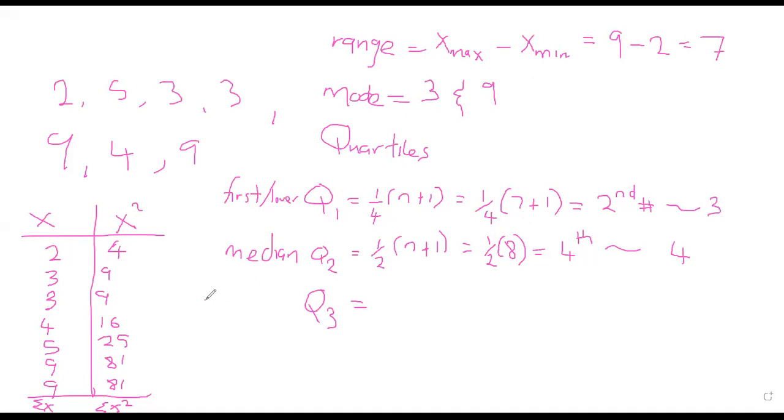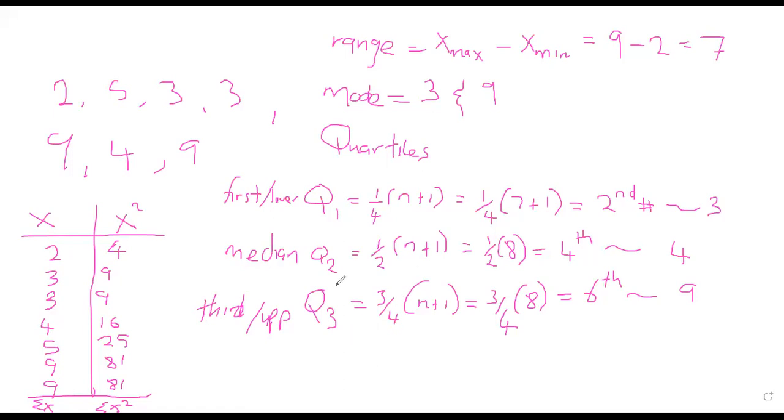So the third quartile is 3 quarters of n plus 1. What is 3 quarters of 8? 3 quarters of 8 is 6. Which one is the 6th number? 9. Good. So 1, 2, 3, 4, 5, so 9 is our 6th number.